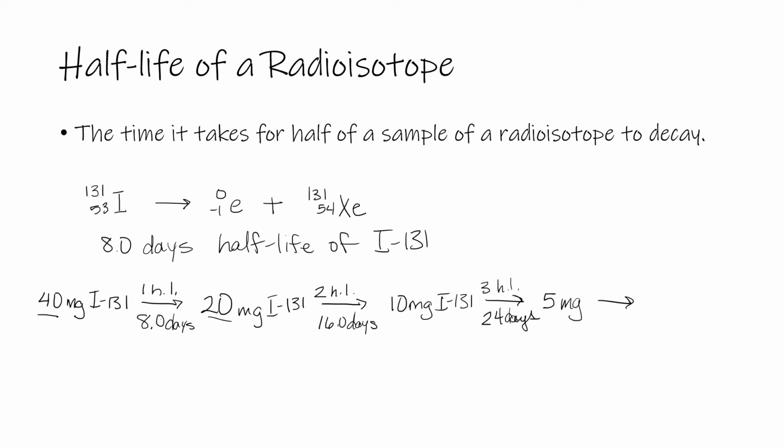And if we carry this one more half-life, so say 4 half-lives, and so we have 32 days, half of our 5 milligram sample would be remaining, and so we would only have 2.5 milligrams of iodine 131. So at the end of 4 half-lives, or 32 days, you would only have 2.5 milligrams of I-131 left from a 40 milligram sample to begin with.